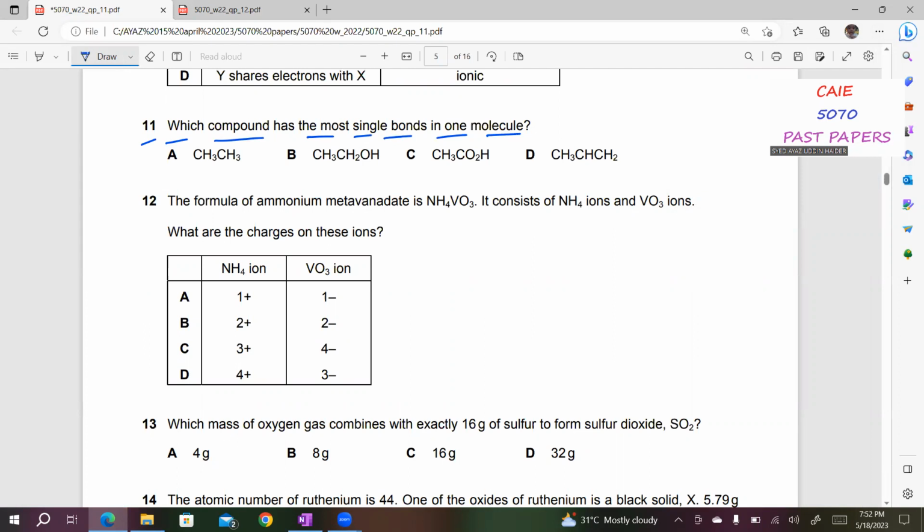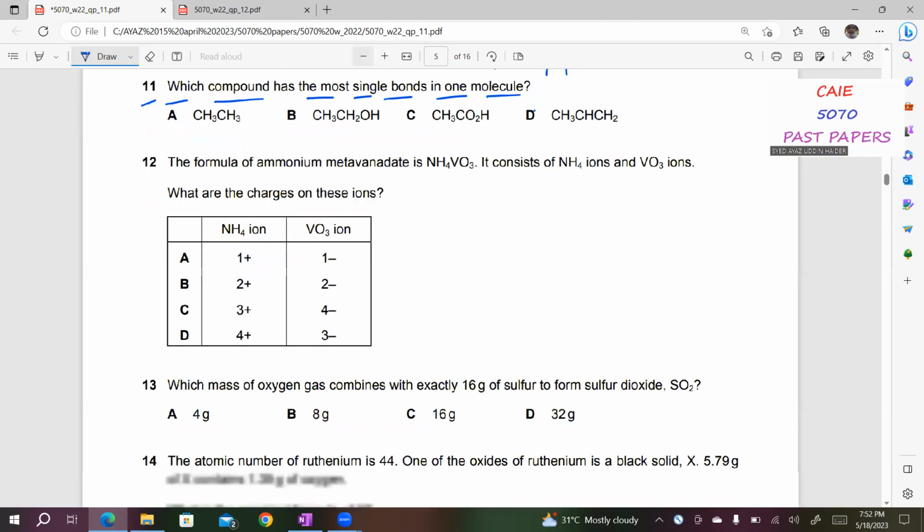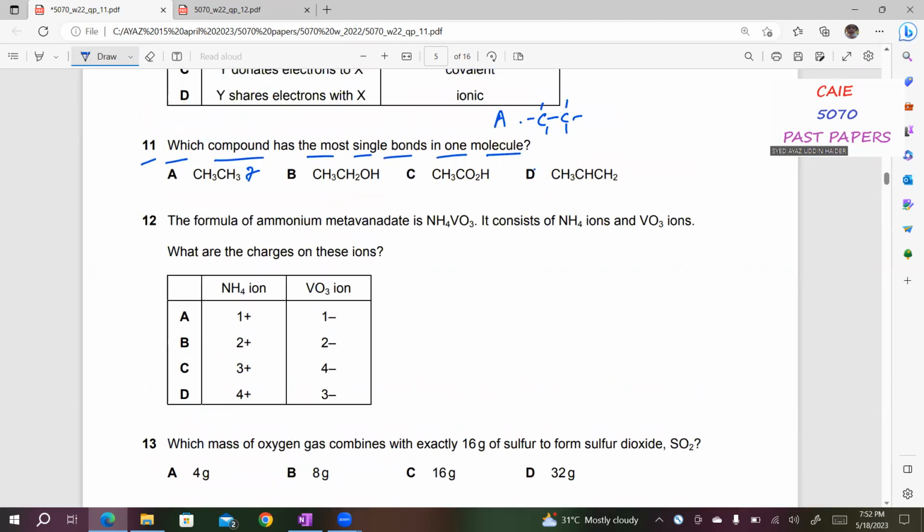If we have 4 molecules, and for this purpose, we need to draw the displayed formula for all of these. A is CH3, so if you draw the displayed formula of CH3, it will be like this. If you count the single covalent bonds here, we have 1, 2, 3, 4, 5, 6, 7. So you have 7 bonds here. So I will write 7 here.